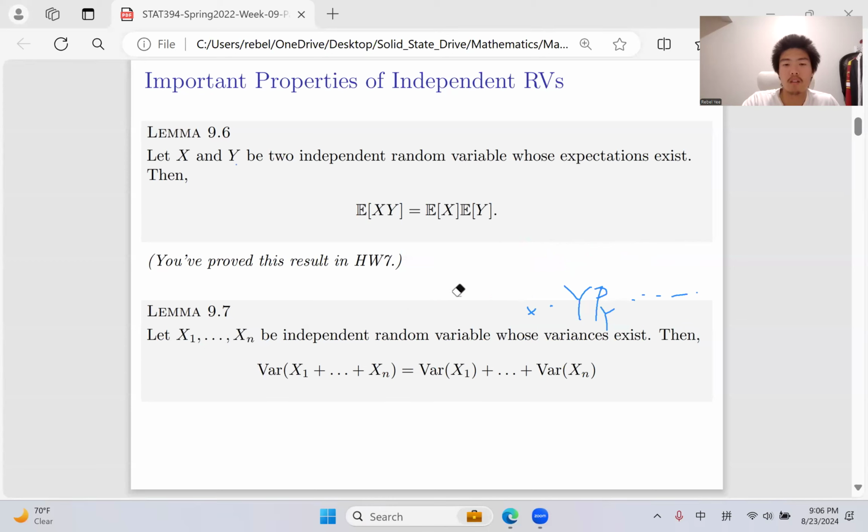So this is the first lemma, the separation of the expected value for independent random variables. And the second lemma is regarding its variance.